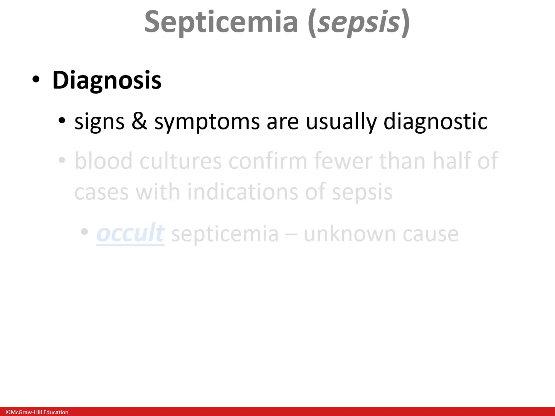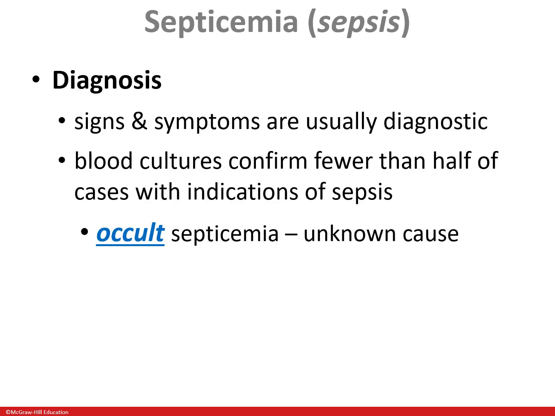While signs and symptoms are typically diagnostic, blood cultures are not always effective. So in fewer than half do we actually confirm the exact organism. And so we would call those occult septicemia.